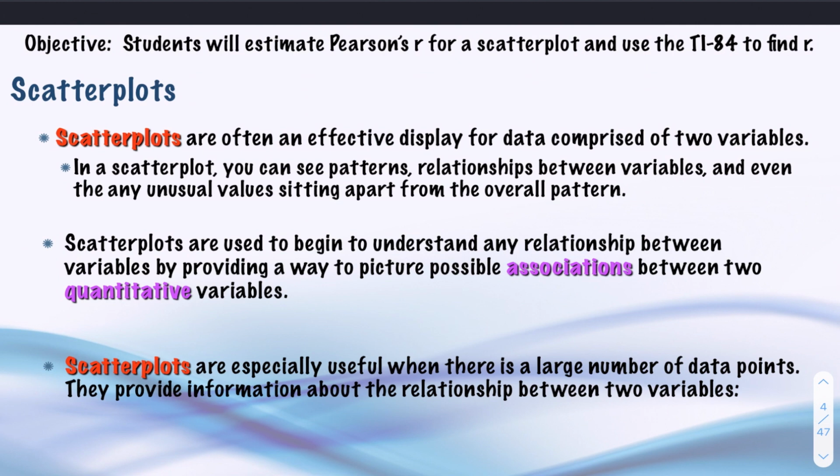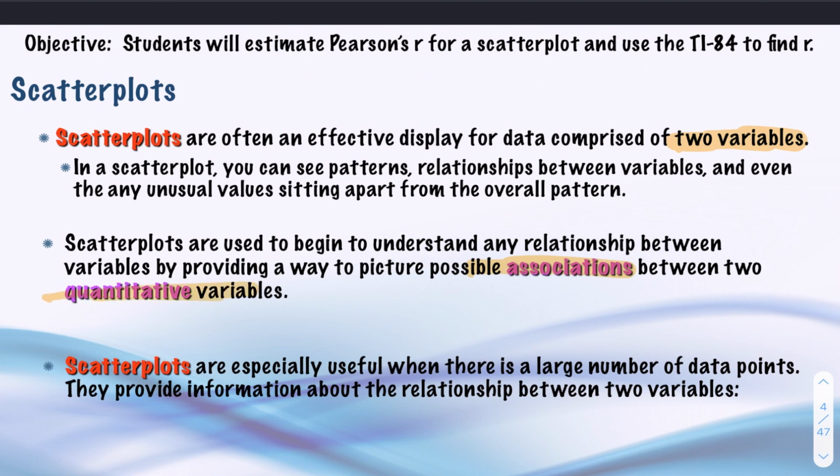So with a scatter plot, and scatter plots are often effective displays for data comprised of two variables, and that's what we're really focusing on. Can we compare these two variables? So in a scatter plot, you can see patterns, you can see the relationships between variables, and even find unusual values sitting apart from the overall pattern. We know this, we've seen plenty of scatter plots before. Scatter plots are used to begin to understand any relationship between variables, providing a way to picture possible associations, that's the first time we're seeing that, between quantitative variables.